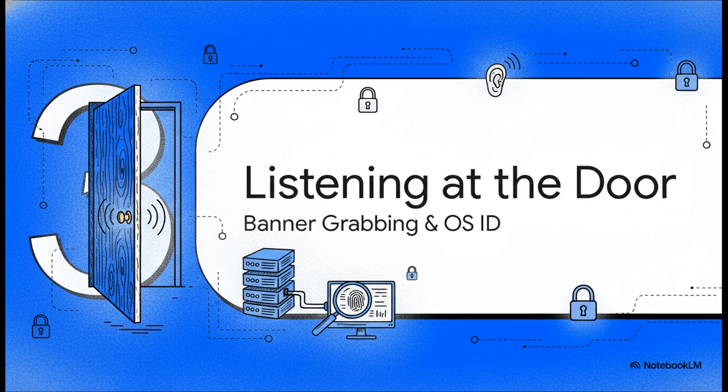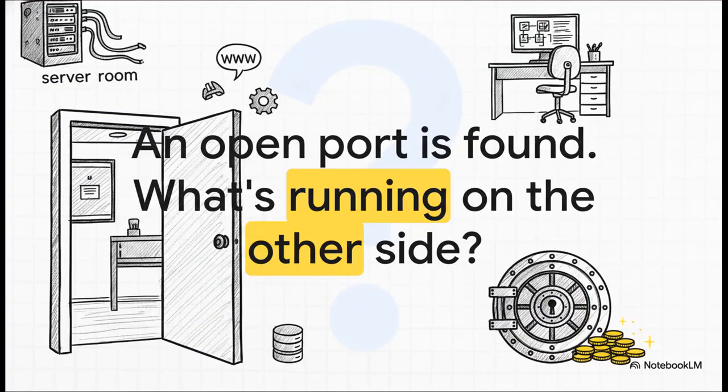Okay, let's keep going. We found an open door. Now what? Well, what can we figure out just by listening at it? This is where we move from just finding doors to actually identifying what's on the other side. Right, so an open port is just an opening. The real intelligence, the stuff that matters, comes from figuring out what kind of room is on the other side. Is it a web server, a database? What specific software is running in there?